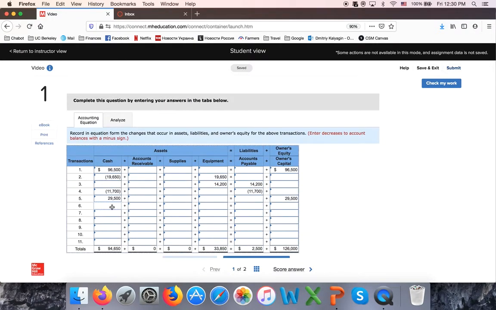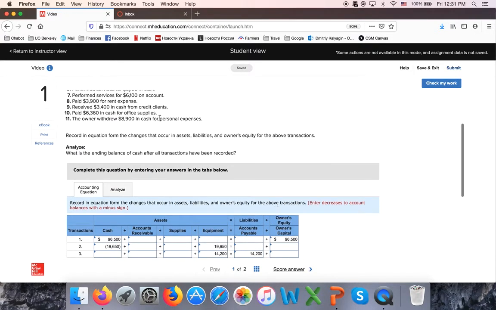So 8,100 cash goes up. I made a sale, a revenue, and the customer paid me cash. And guys, it's a revenue. Since I don't have a separate column for revenue, what does it do to capital? It increases my capital. We talked about it, right? So revenue is a plus to capital. Both sides go up, the left side and the right side.